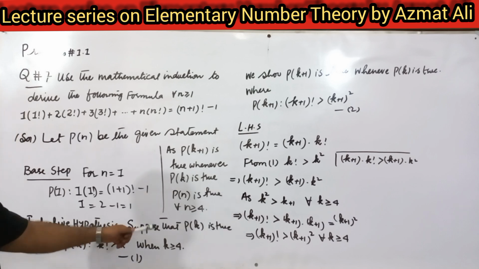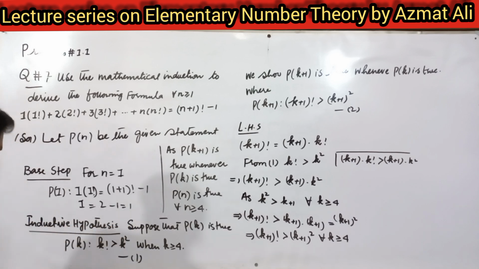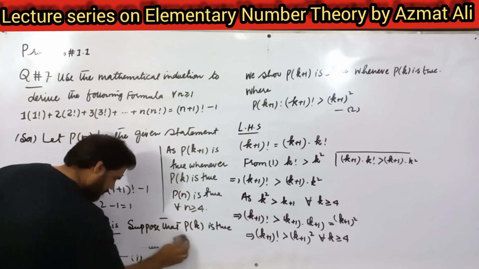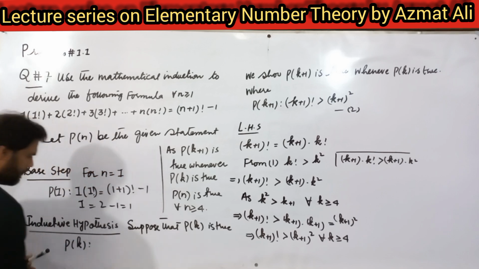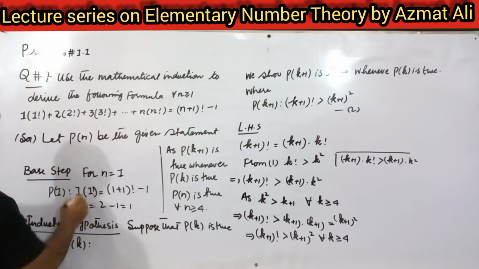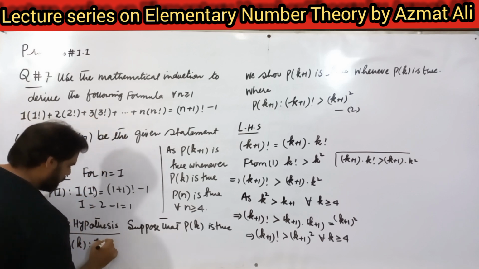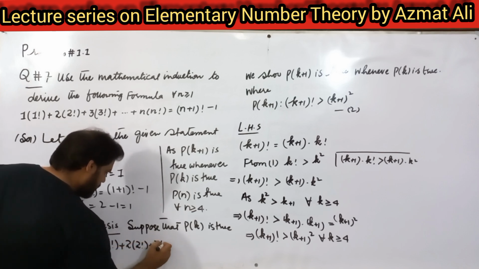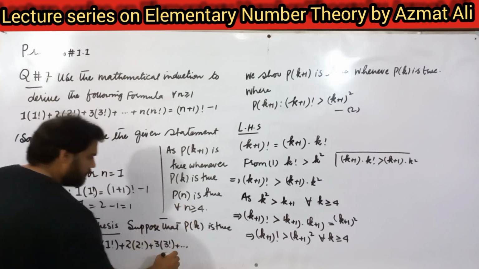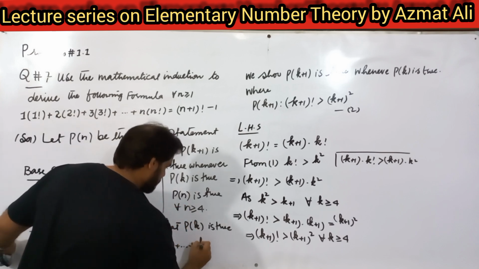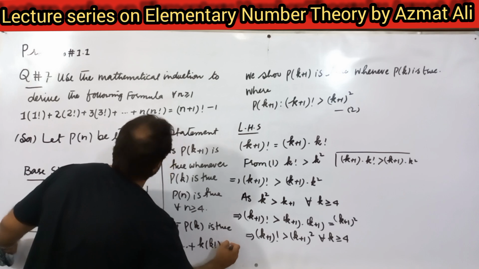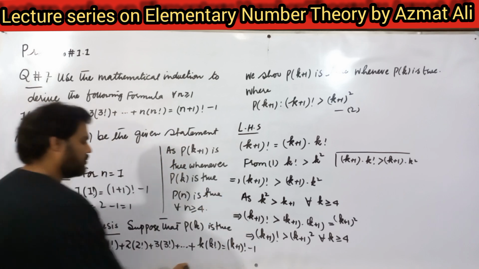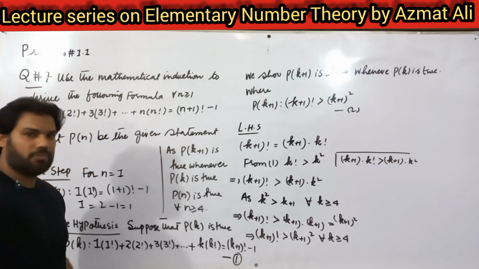Next, we suppose that the statement is true for n is equal to k. That is, we can write it by putting n is equal to k in this formula. This becomes 1 into 1 factorial plus 2 into 2 factorial plus 3 into 3 factorial and so on up to k into k factorial is equal to (k plus 1) factorial minus 1. Suppose this is my equation number 1.